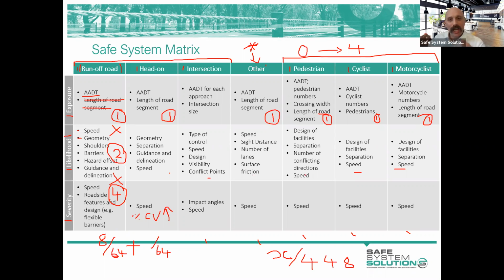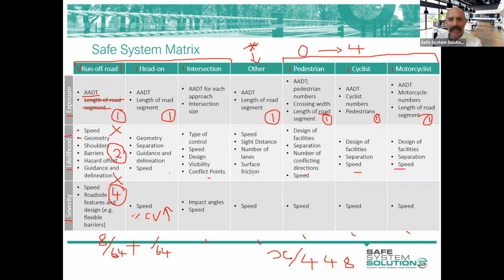So that's the general process we go through for the matrix. There are some questions that are asked at the end about other elements of the system, the behavior, the people, the vehicles, the post-crash care. They all may play a role in how you've arrived at these different numbers.